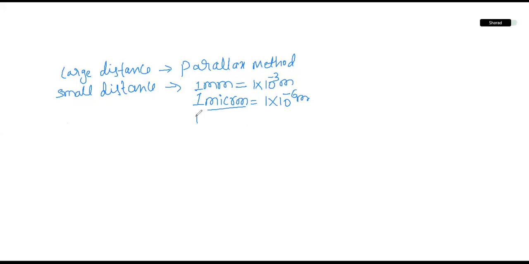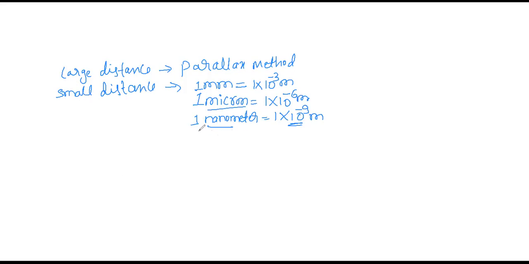Similarly, 1 nanometer. 1 nanometer means 1 into 10 to the power of minus 9 meter. As I said, nano means very small, like the Nano car. You have seen the Nano car, it is very small. So whenever you see that car, you should remember 10 to the power of minus 9 meter. This is one of the small units.